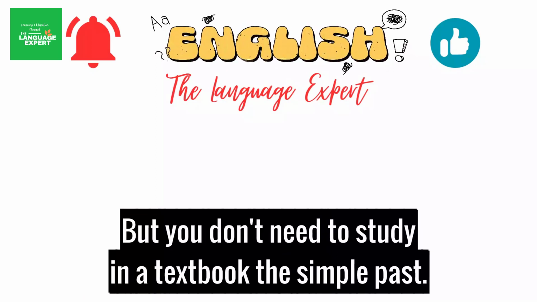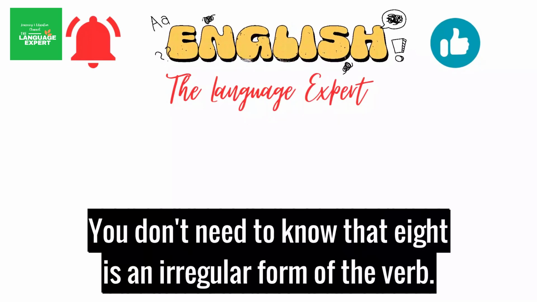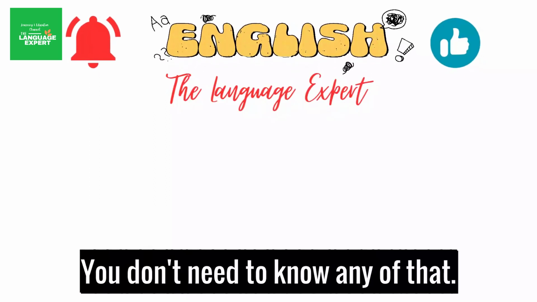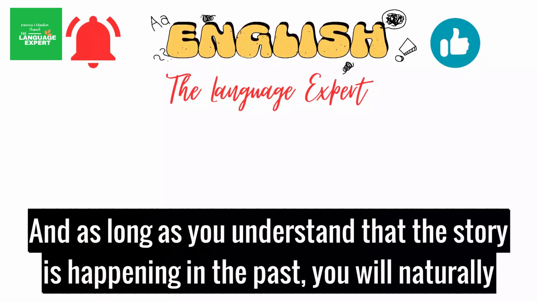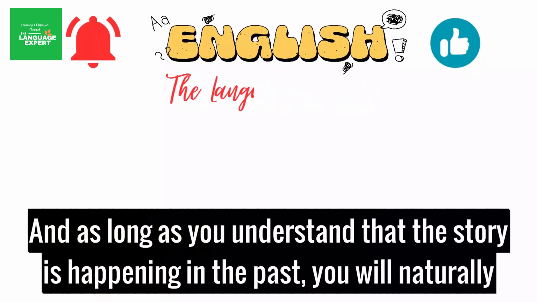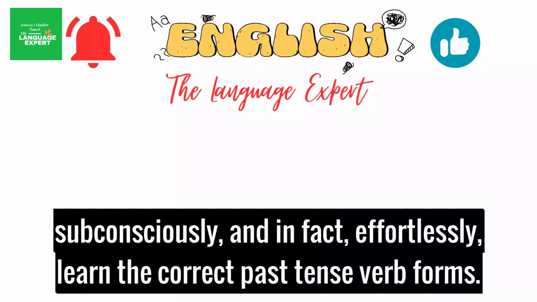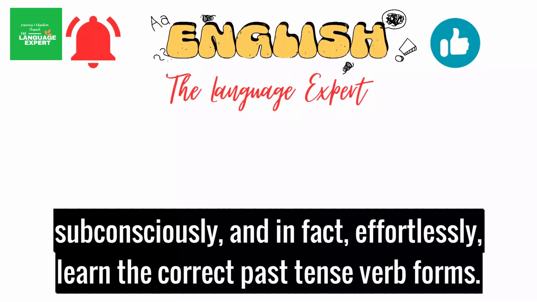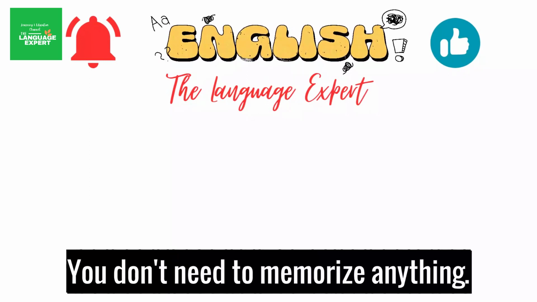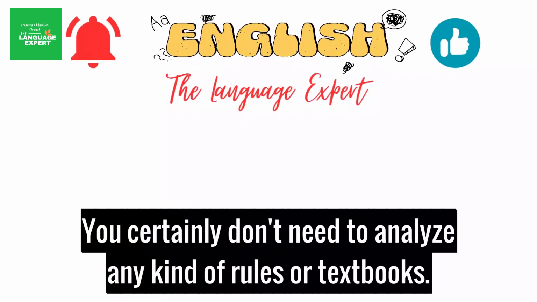But you don't need to study the simple past in a textbook. You don't need to know that ate is an irregular form of the verb. You don't need to know any of that. All you need to do is listen to the story. And as long as you understand that the story is happening in the past, you will naturally, subconsciously, and in fact effortlessly, learn the correct past tense verb forms. You don't need to memorize anything. You certainly don't need to analyze any kind of rules or textbooks.